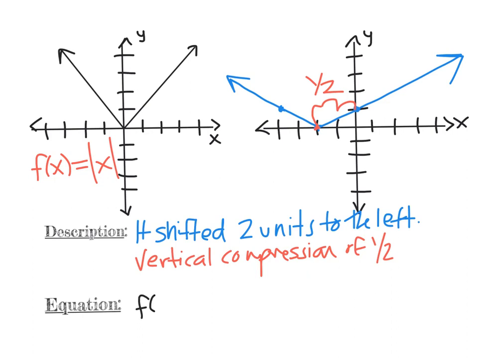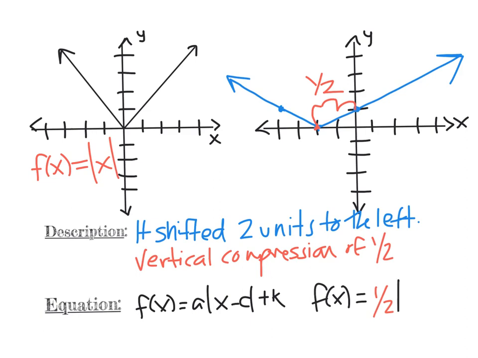Remember that the original equation is f of x equals a times the absolute value of x minus c plus k. The compression of 1/2 is the a value. So we can just write f of x equals 1/2 times the absolute value. Inside, remember, it moves it opposite. So the x minus c moves it to the right. If this is going to the left, it means it's going to be x plus 2. It's the opposite behavior. So I'm going to write that in blue. X plus 2.